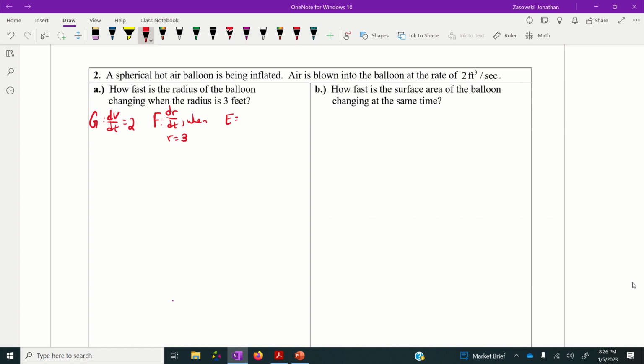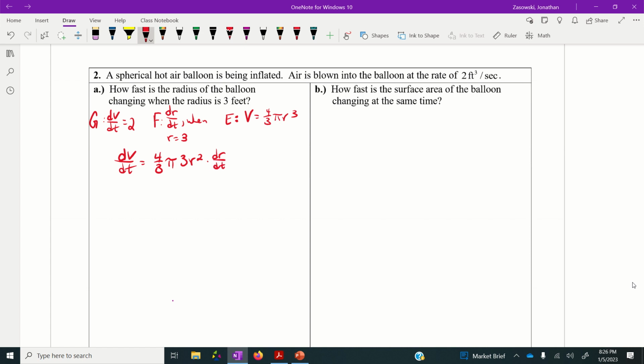The equation we're using, because we're talking about a balloon, which is a sphere, is that the volume equals 4/3 pi r cubed. So all we're going to do is take the derivative of our equation. So dV/dt is equal to the 4/3 pi, which is a constant, so that stays in front. And the derivative of r cubed is 3r squared. And then our chain rule, because it's not t, needs to be dr/dt.